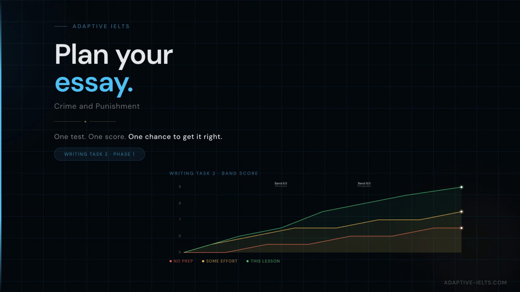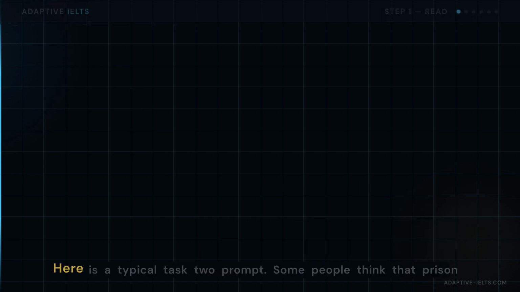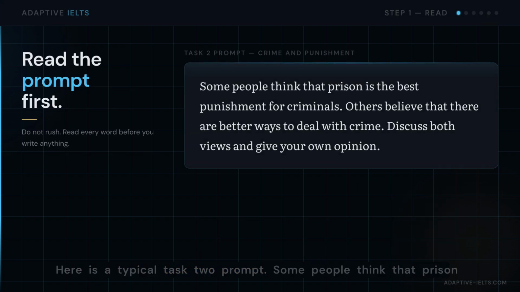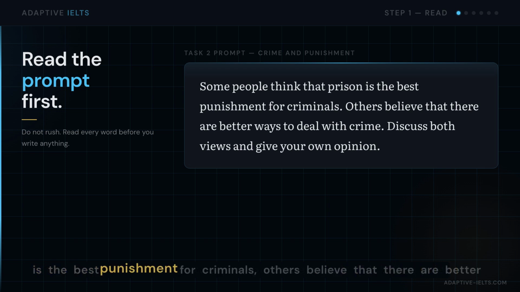This is Adaptive IELTS. Let's start with the prompt itself. Here is a typical task 2 prompt. Some people think that prison is the best punishment for criminals. Others believe that there are better ways to deal with crime. Discuss both views and give your own opinion.